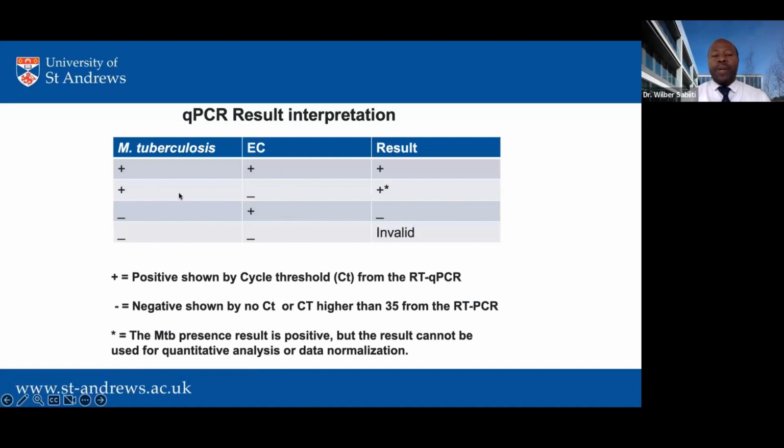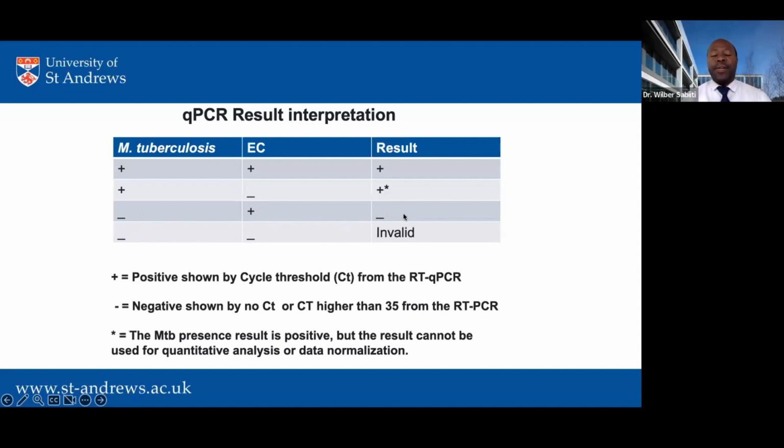So this is the interpretation of the qPCR results. If the MTB channel is positive and the extraction control channel is positive, then the result is a valid positive. If the MTB channel is positive and the extraction control channel is negative, then the result is okay, but we cannot use it for quantification because we are not sure whether the extraction was efficient since we have not retrieved the extraction control.